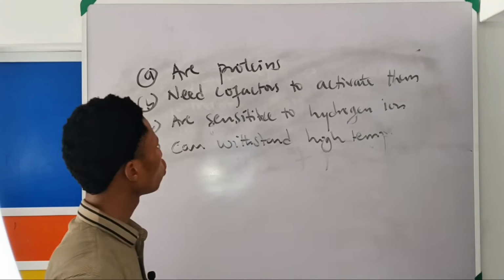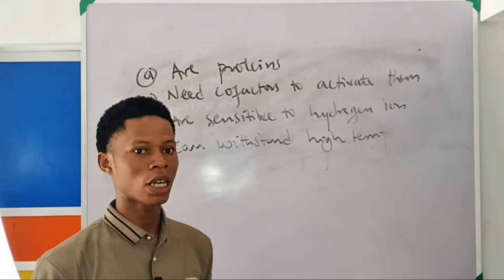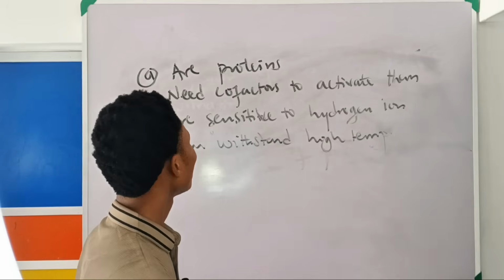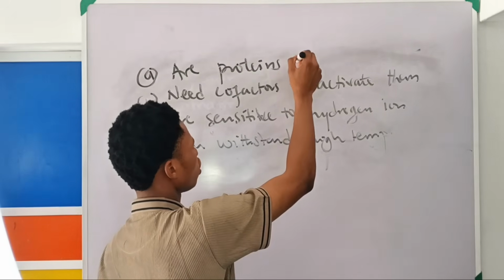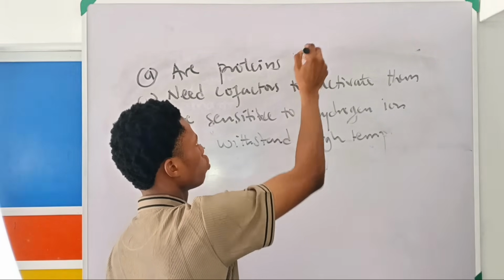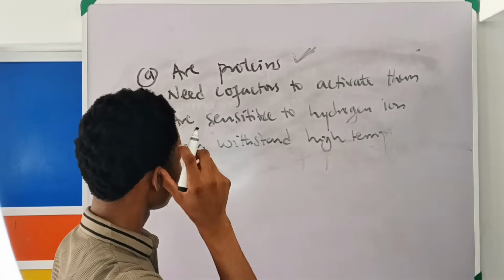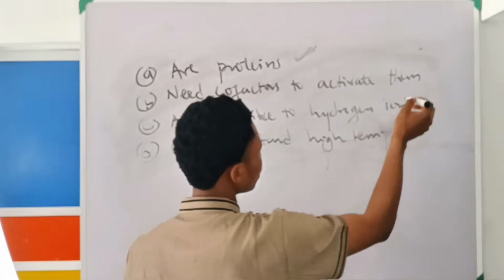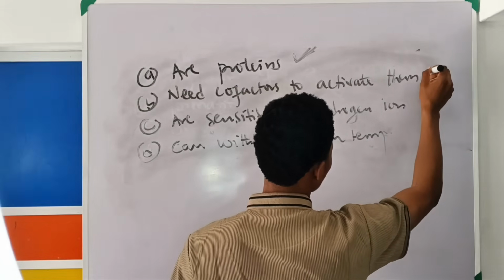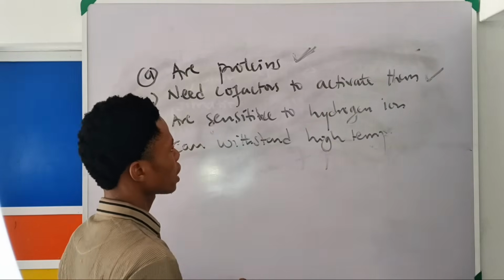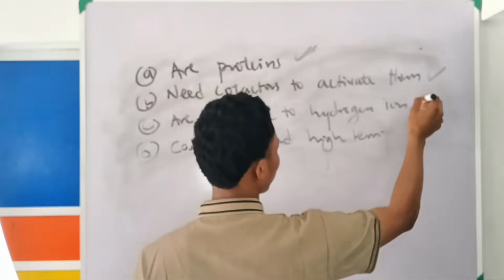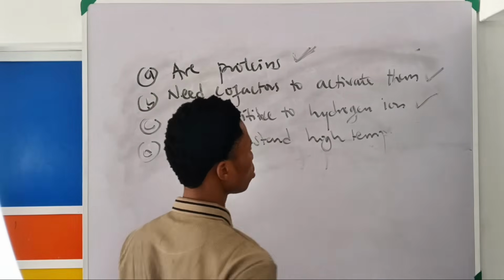So they say which is not true of enzymes. You know, enzymes catalyze biochemical reactions, and enzymes are proteins in nature. So this is true, that enzymes are proteinous in nature. They need cofactors to activate them. Yes, enzymes need cofactors to activate them. They are sensitive to hydrogen ion concentration, that is pH. Yes, they are sensitive to pH.